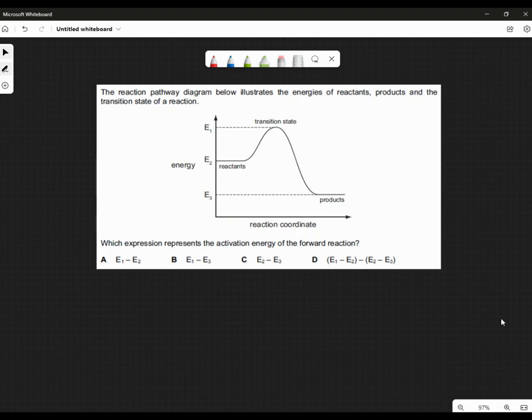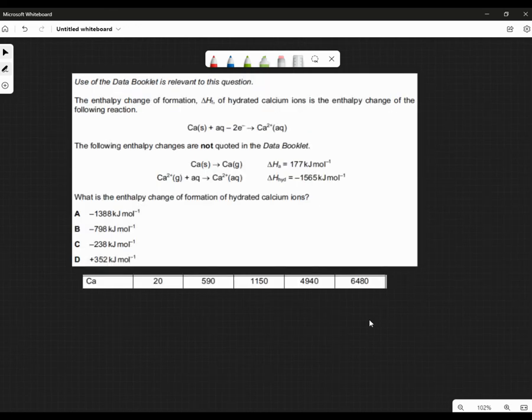Anyway, the reaction pathway diagram illustrates the energies of reactants, products, and the transition state of a reaction. What expression represents the activation energy for the forward reaction? So in other words, I'm going that way. Okay, this is the activation energy for the forward reaction, and that's E1 minus E2. E1 minus E2. That was quite straightforward. So the answer to that one is A.